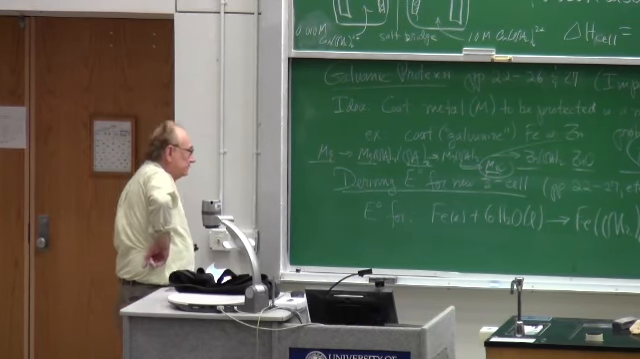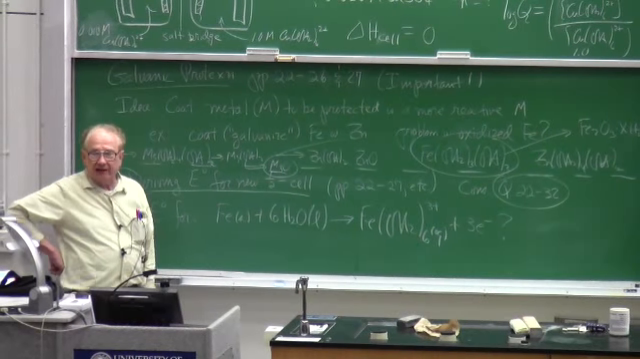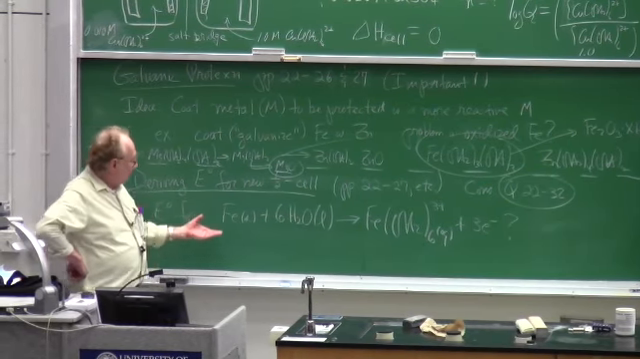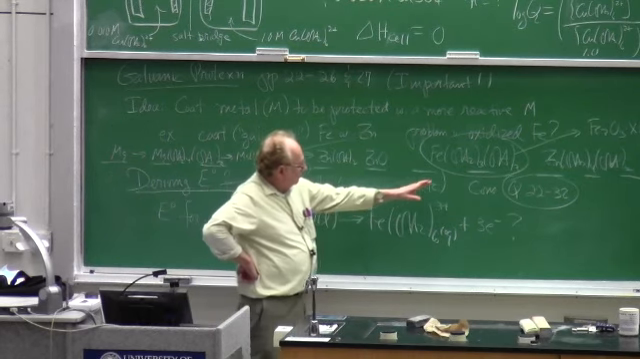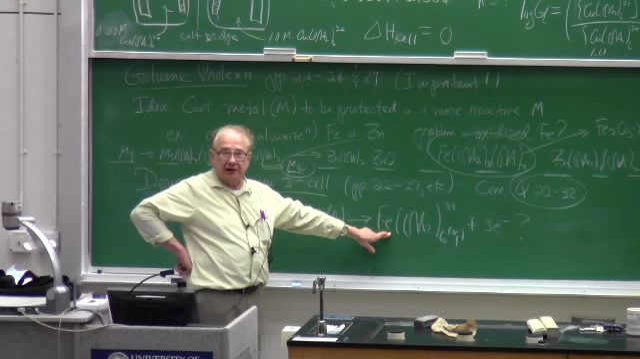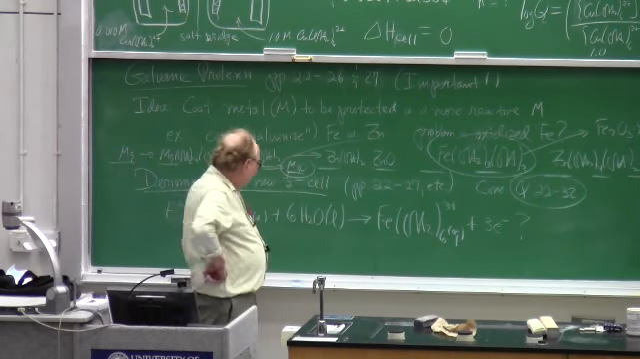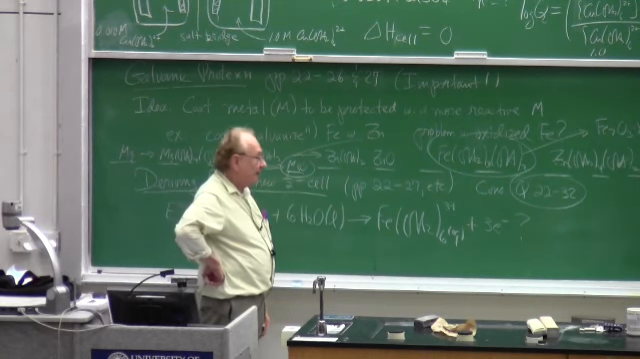Iron being oxidized to hydrated iron plus 3. Now in our table we have iron being oxidized to hydrated iron plus 2. We have iron being oxidized to this, and we have this being produced by oxidation of hydrated iron plus 2. But this half reaction itself is not in the table. So if I want to get this half reaction, how do I get it?